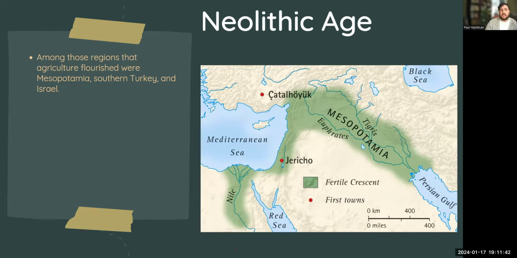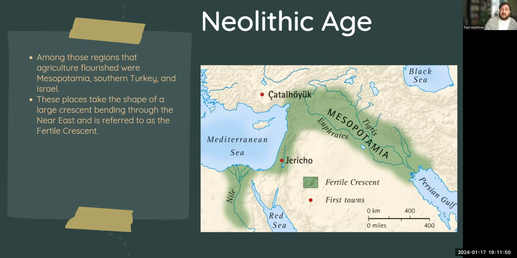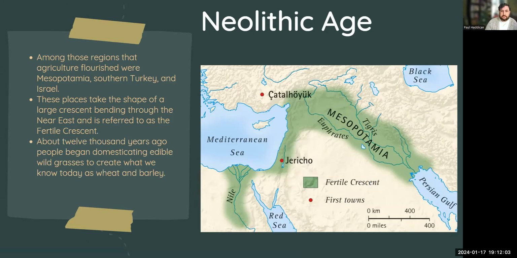far earlier than others. One of the biggest ones, probably one that you're pretty familiar with, is in Mesopotamia, southern Turkey and Israel. It is known as the Fertile Crescent, because it's kind of the crescent of this Mediterranean Sea that's surrounded by desert but has full access to water, lots of fresh water, lots of rivers, right? About 12,000 years ago, people are going to begin domesticating wild grasses, which eventually will become wheat and barley throughout this Fertile Crescent here.